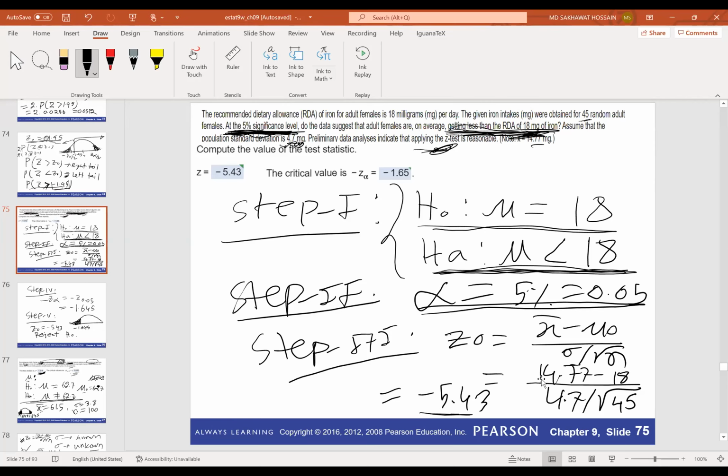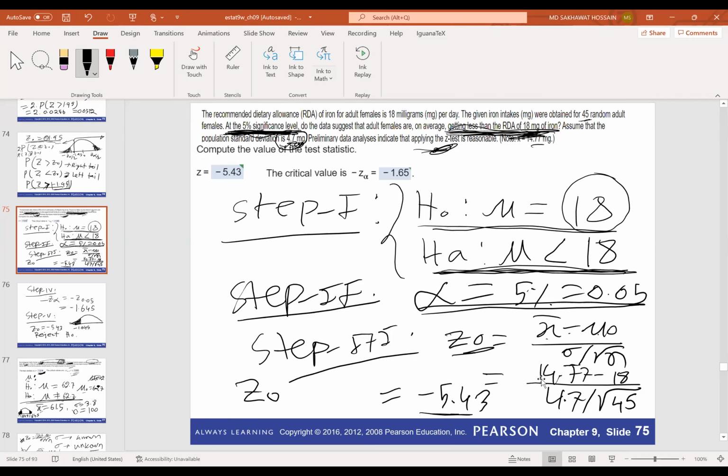Okay, good question. How do we calculate z observed? So z observed is equal to x bar minus the hypothesized value mu zero, divided by sigma over square root of n. In this case, sigma is known. We know that sigma is 4.7. So that's why we use sigma over square root of n. This is the z observed, or z0. This is called the test statistic.